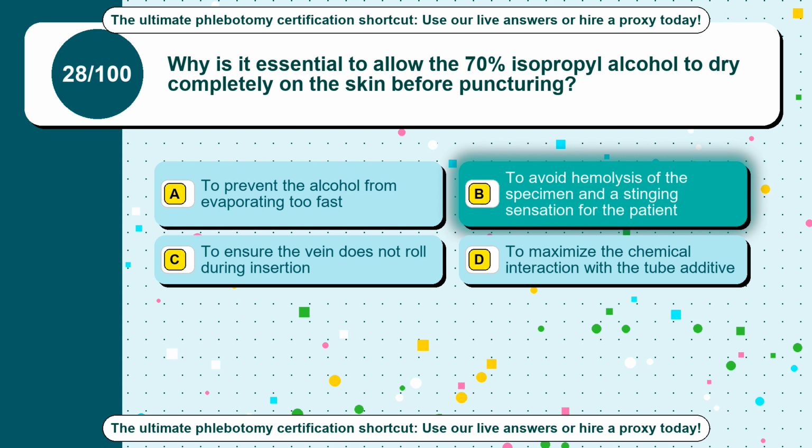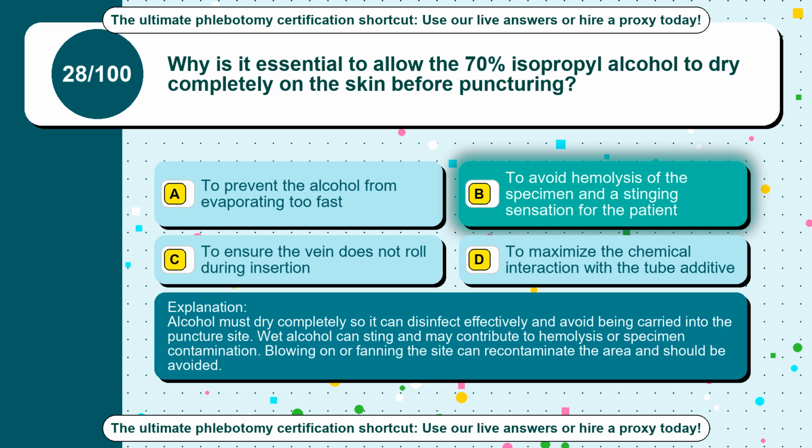The correct answer is option B, to avoid hemolysis of the specimen and a stinging sensation for the patient. Alcohol must dry completely so it can disinfect effectively and avoid being carried into the puncture site. Wet alcohol can sting and may contribute to hemolysis or specimen contamination. Blowing on or fanning the site can recontaminate the area and should be avoided.